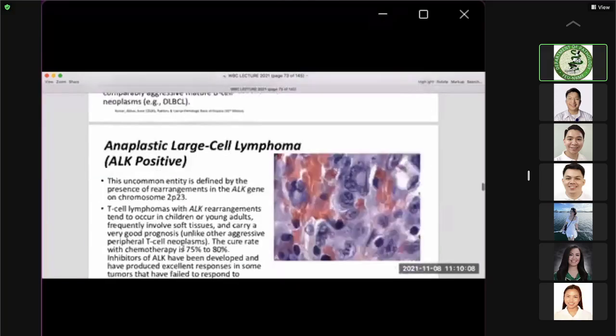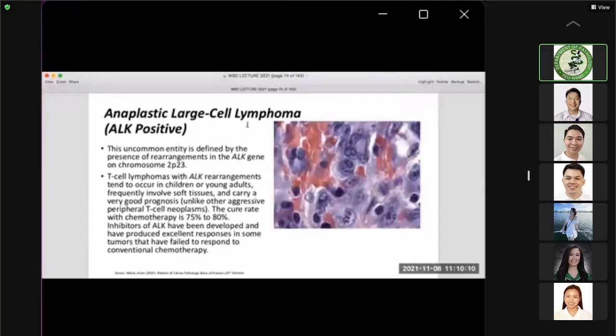large B-cell lymphoma. No? So we have anaplastic large cell lymphoma, ALK positive. This is uncommon entity. It's defined by presence of rearrangement of this gene on chromosome 2, short arm, no? Short arm of chromosome 2, region 2, band 3. No? So these are the characteristics. They tend to occur in children or young adults, frequently involve soft tissues, and carry a very good prognosis, unlike the other aggressive peripheral T cell neoplasm. So mataas ang cure rate niya, no, with chemotherapy, 75 to 80%.